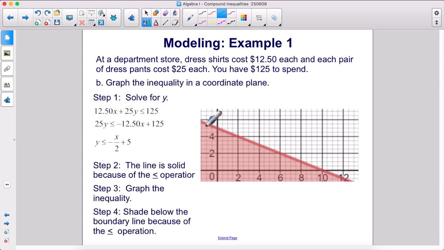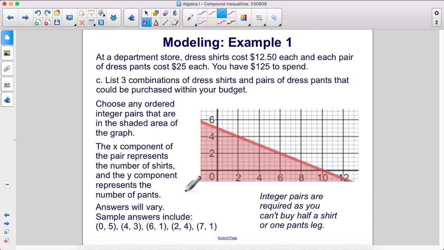Now we're going to graph the inequality. First thing we need to do is solve this for y. So we'll subtract 12.50x from both sides, divide both sides by 25, and we get y is less than or equal to negative x over 2 plus 5. Because it has the less than or equal to sign, it will be a solid line. We're going to graph the line y equals negative 1/2 x plus 5. And then, because it's a less than sign, we're going to shade beneath the line.